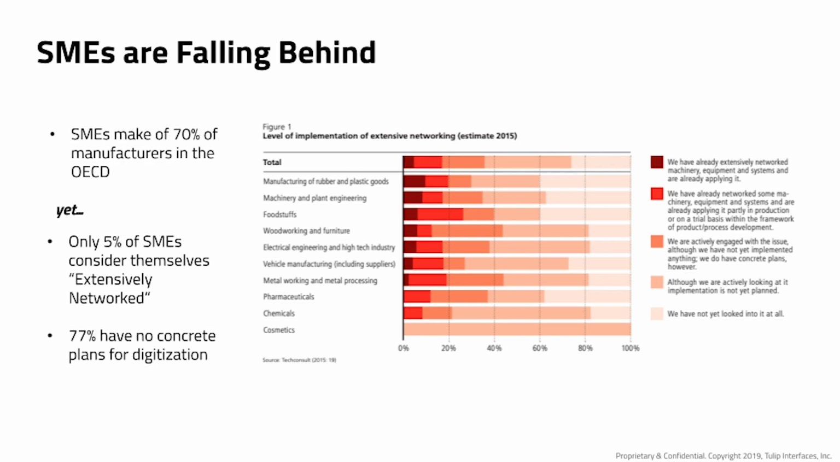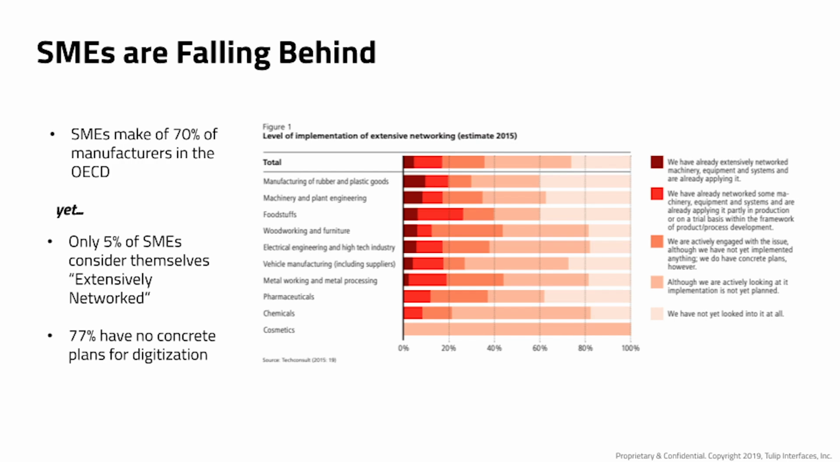If you look at the numbers, SMEs represent up to 70% of manufacturers worldwide. This is particularly true in North America and Europe. In some regions, they disproportionately account for new jobs created in manufacturing. Even if they represent the majority of manufacturers worldwide, SMEs have been disproportionately slow to adopt digital technologies.